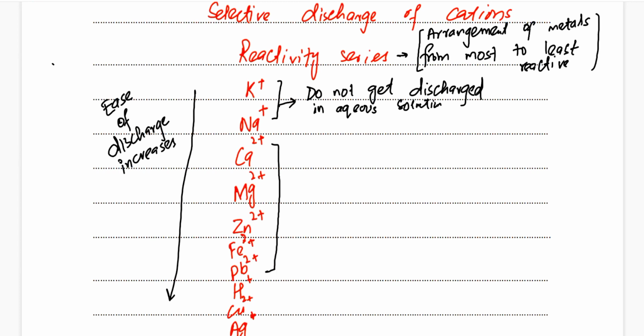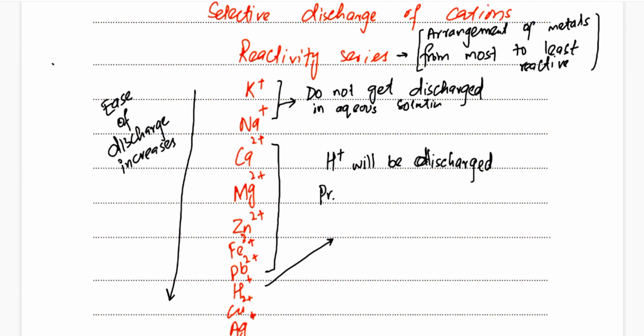Hydrogen: if we have an aqueous solution, so if we have calcium and then we have hydrogen, when we have the aqueous solution, it means there will be hydrogen. Okay, so hydrogen will be discharged in preference to the ions of metals which are above it in the reactivity series. Okay, H plus will be discharged preferentially, or you can say in preference to the ions above it.